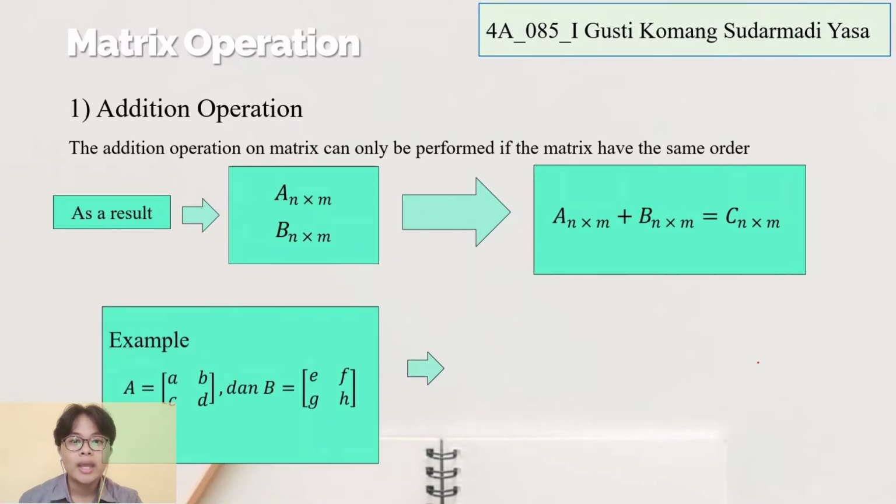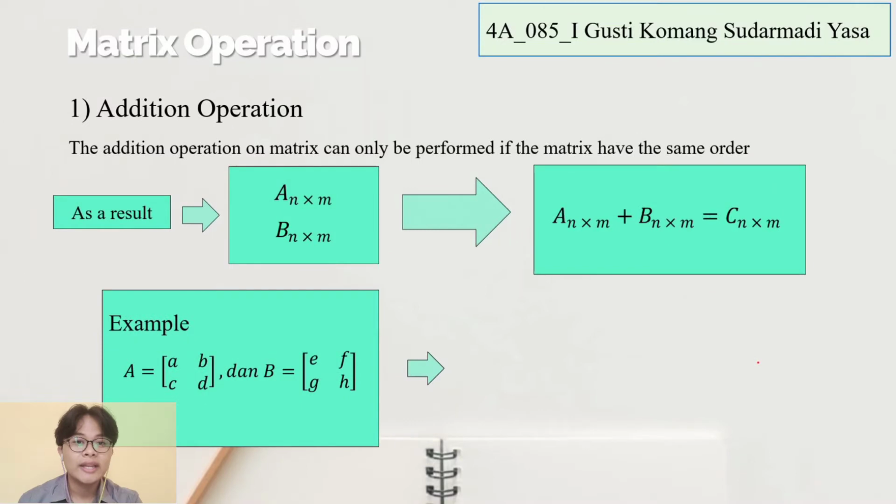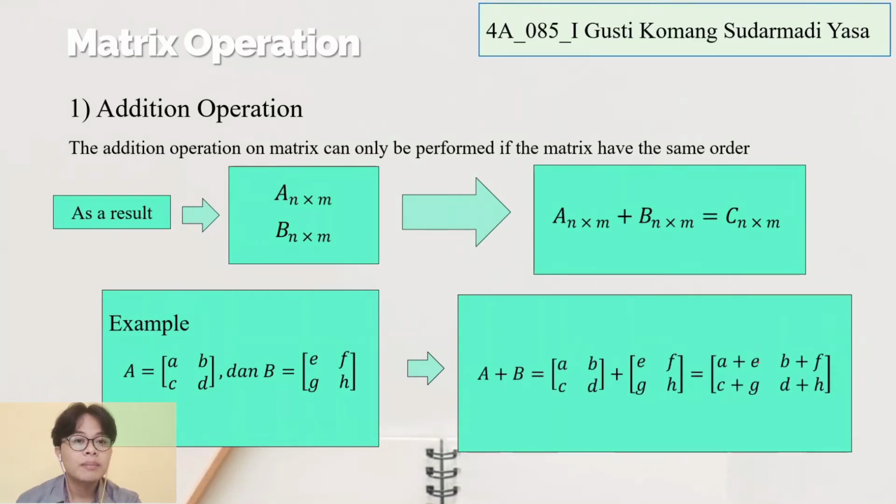For example, A is a matrix that has the order 2 times 2, and B is also a matrix that has the order 2 times 2. The addition of two matrices A and B can be done because A and B have the same order. The result is a new matrix C where the elements are the sum of each element of A and B.